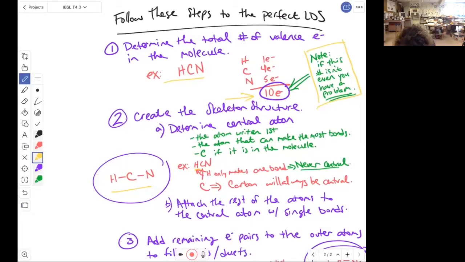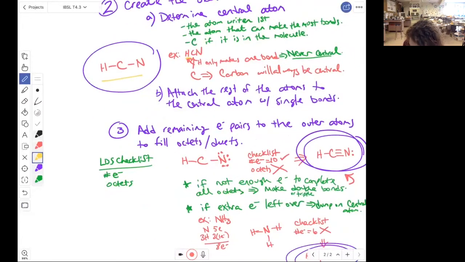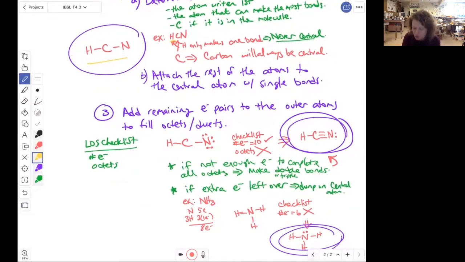All right, so that gives us that skeleton structure. Well, not yet, sorry. Once we get our central atom, then we do step 2, which is attach the rest of the atoms to the central atom with single bonds, as you see in the picture there, okay? All right, step 3 is we need to add any remaining electron pairs to those outer atoms to fill all octets or duets, right? Remember, hydrogen is only ever going to have a duet. It won't have more than 2 electrons.